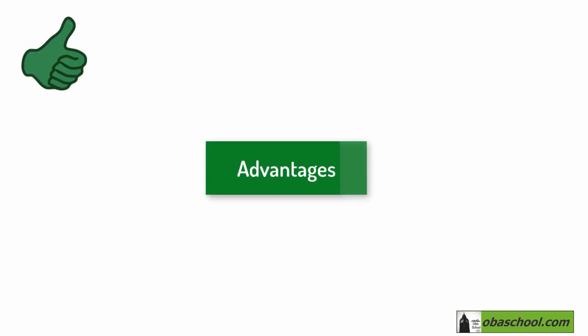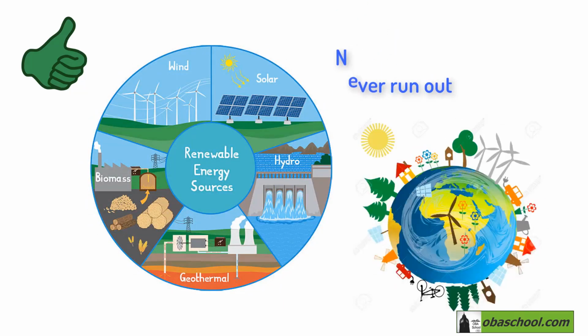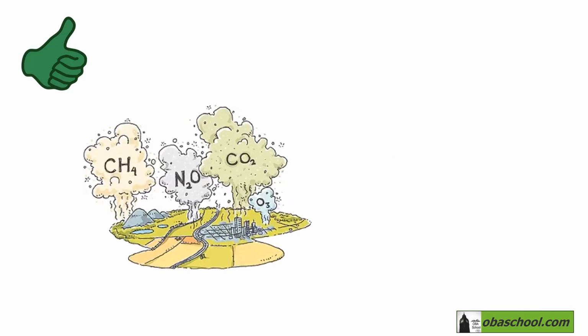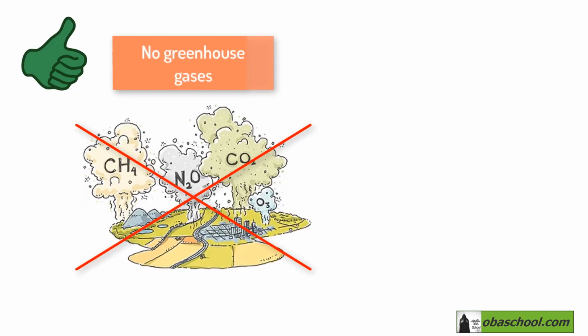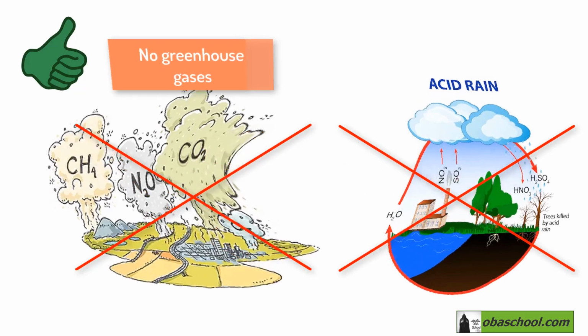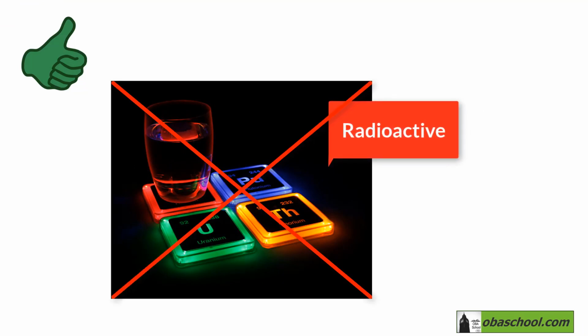Concerning the advantages, they never run out because they are always being replenished by natural processes, as we have mentioned before. They do not produce greenhouse gases or acid rain, unlike fossil fuels. They do not create radioactive waste products, unlike nuclear power.